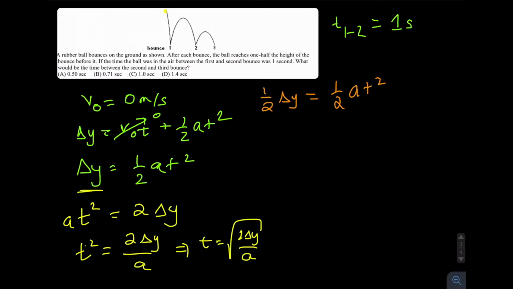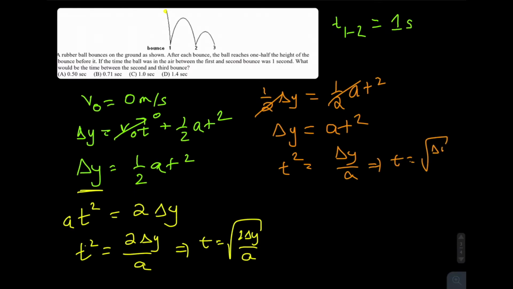So again, doing it this way, we're going to multiply 2 on both sides, but it's actually going to cancel out the 1/2, right? So that means delta y is at squared, and then t squared is delta y over a, and then t is the root of delta y over a, right? And looking at this, it's kind of like, what did we just get, right? Like, what is this?